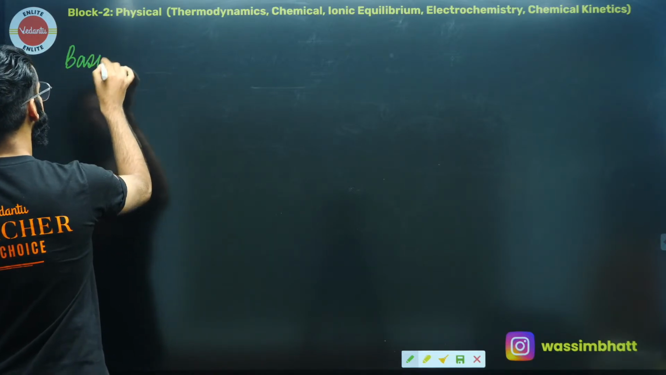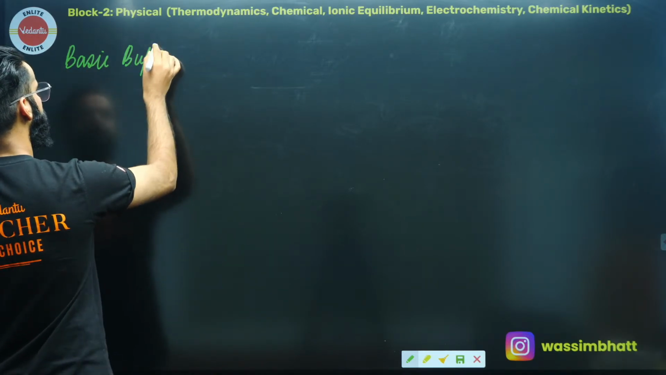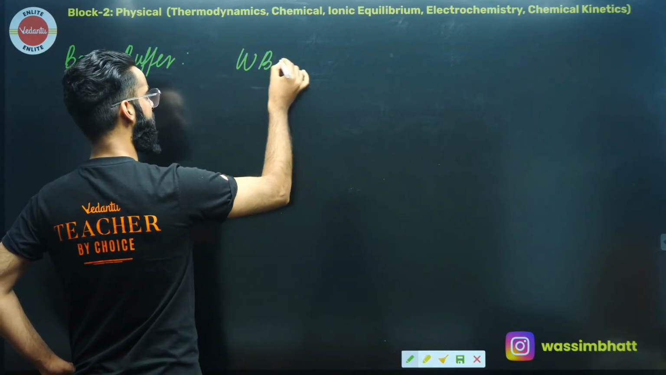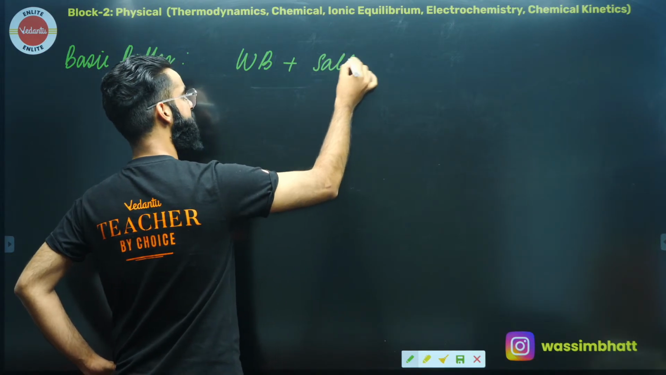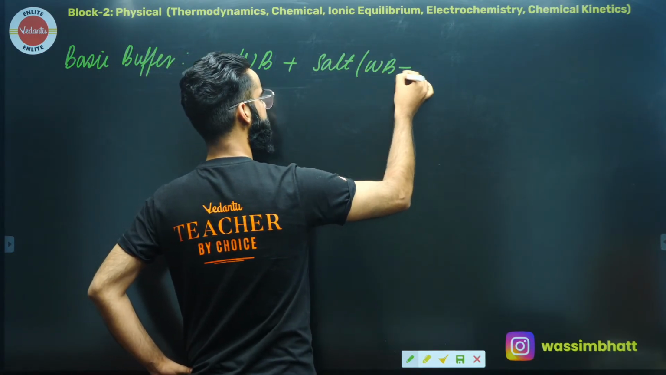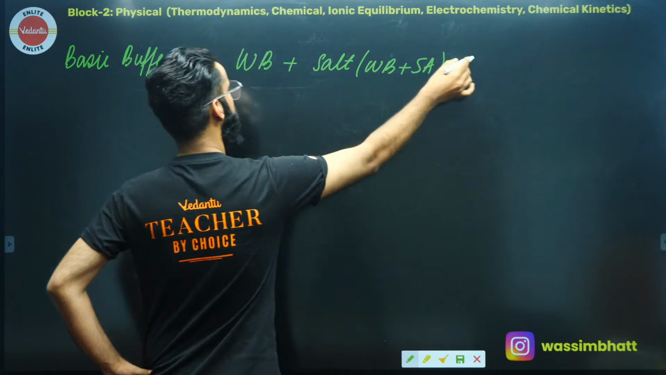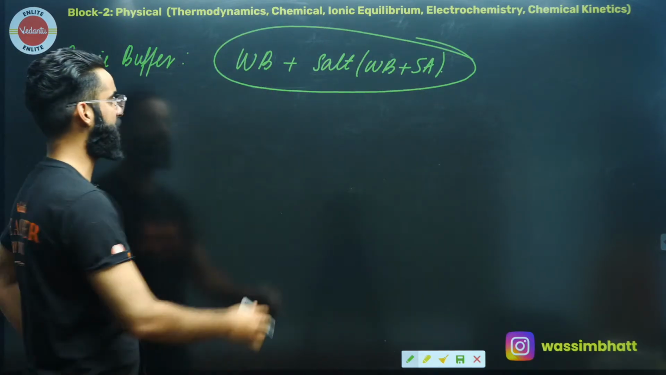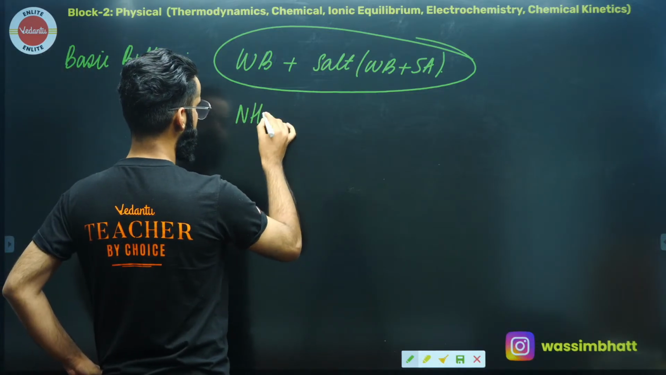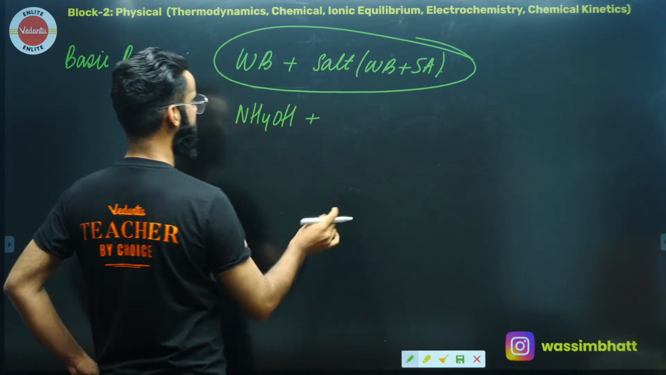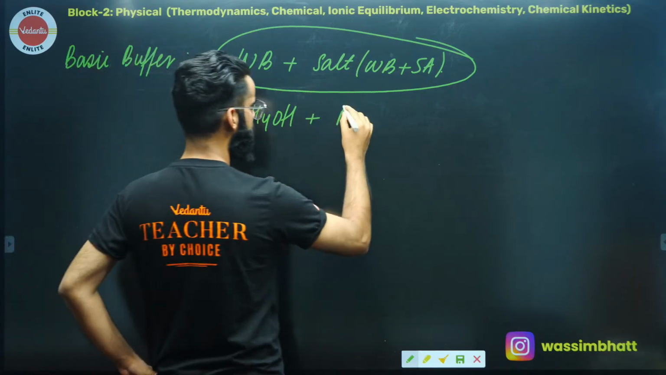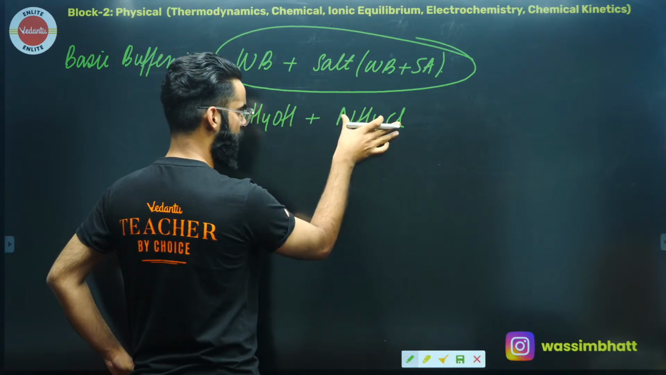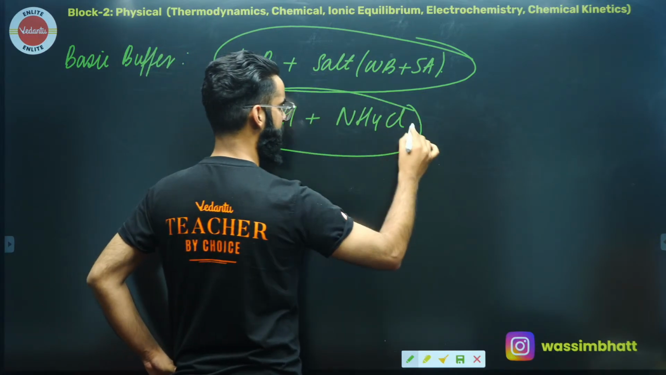So if I talk about the basic buffer first, what does it contain? Whenever you see a weak base and the salt of the same weak base with a strong acid, you call this mixture the basic buffer. Weak base, for example, NH4OH. This is the weak base. Now you are taking the salt of the same weak base with a strong acid, for example NH4Cl. So the mixture of the two I'll be calling a basic buffer.